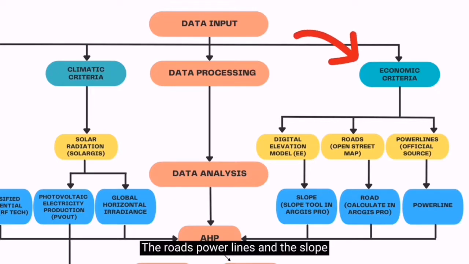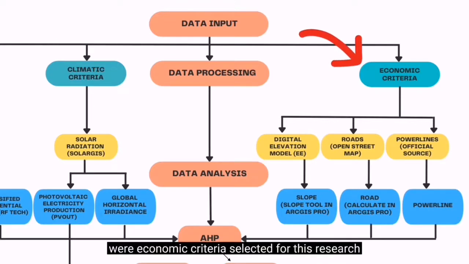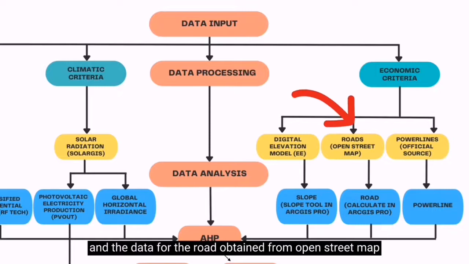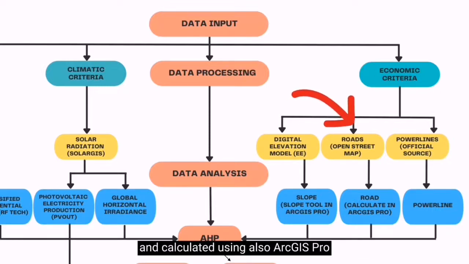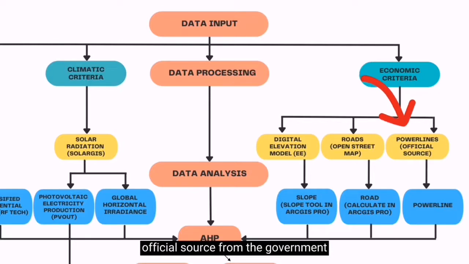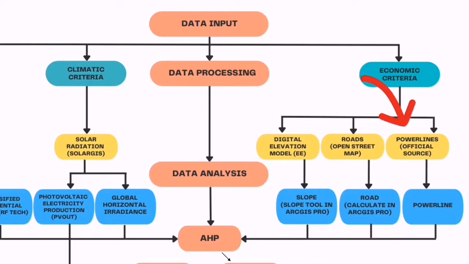Roads, power lines, and the slope were the economic criteria selected for this research. The data for the slope is obtained from Earth Explorer and calculated using slope tool in ArcGIS Pro, and the data for the road obtained from OpenStreetMap and calculated using also ArcGIS Pro. While for the power lines, the data is obtained from official source from the government.